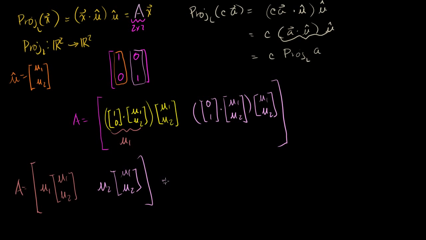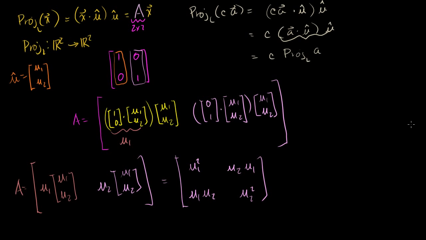And then if I multiply that out, this will be equal to what? I can just write them as columns. u1 times u1 is u1 squared. u1 times u2 is u1 u2. u2 times u1 is just u2 times u1. And then u2 times u2 is u2 squared. So you give me any unit vector, and I will give you the transformation that gives you the projection of some other vector onto the line defined by that.